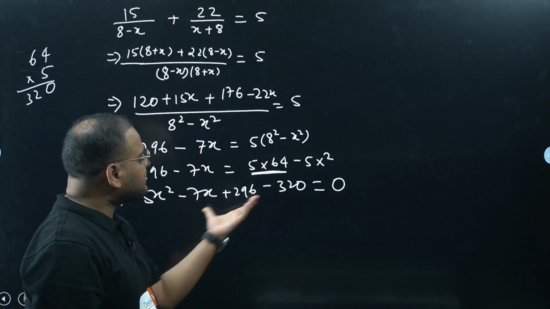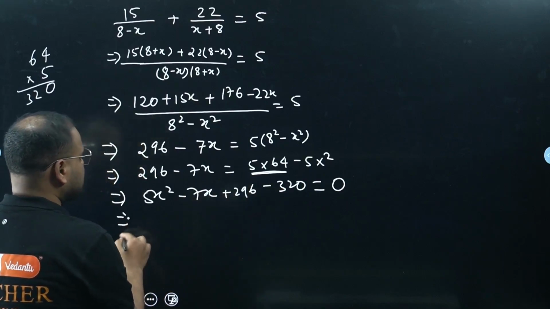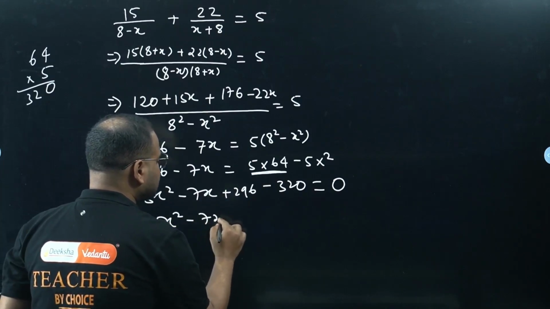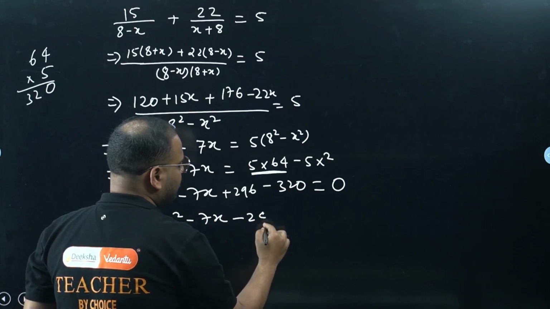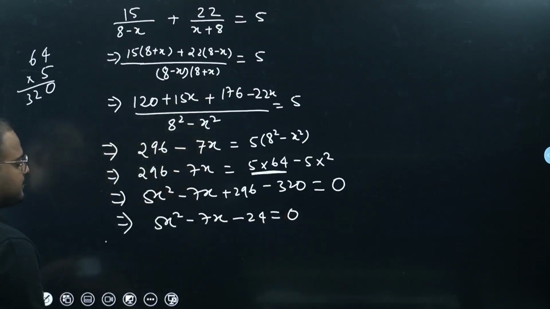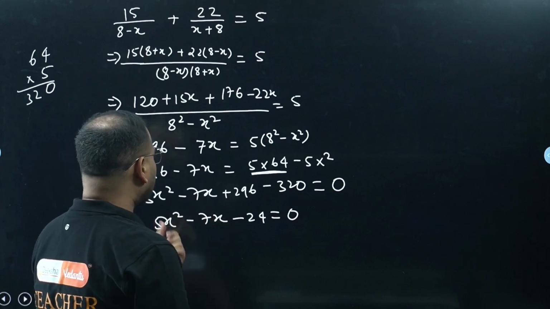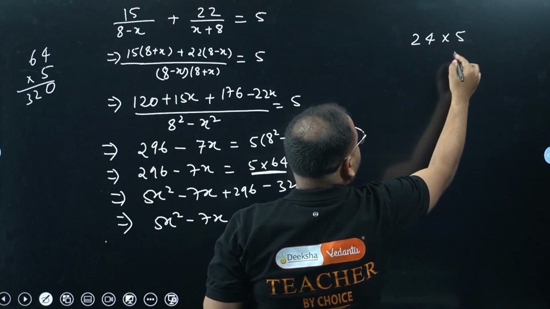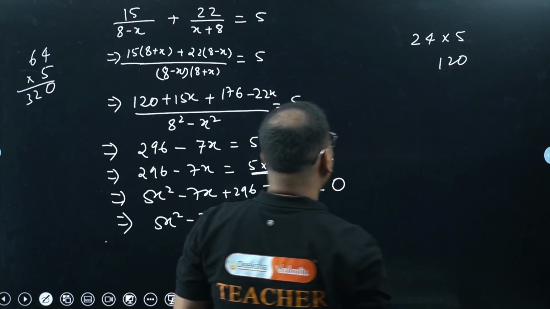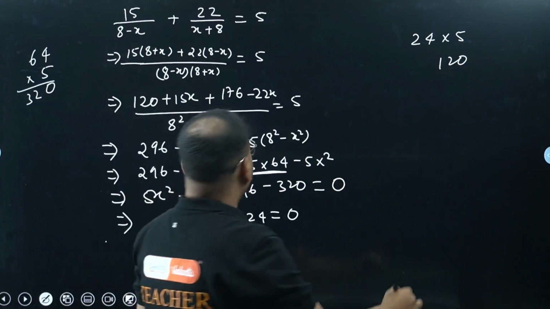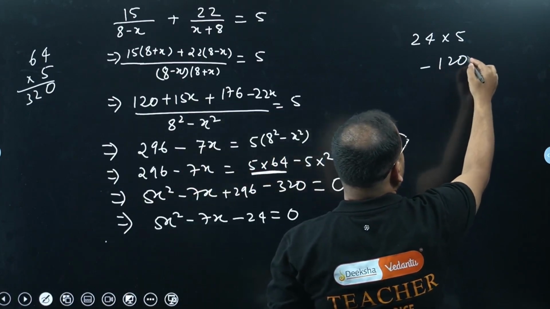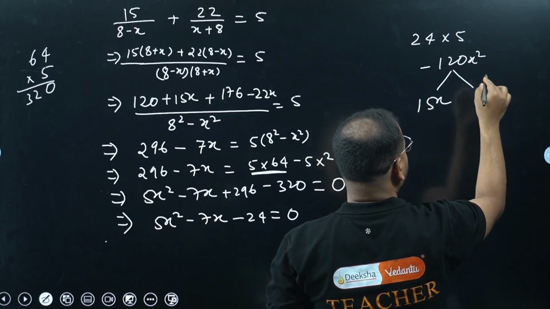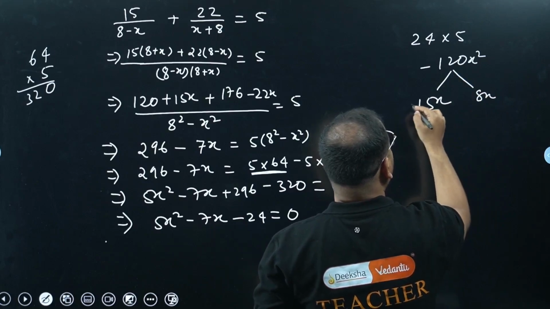Bringing it to the left hand side becomes negative. Let's continue. Simplification will be done here. So I'll have 5x square minus 7x minus 24 equals 0. Am I right? Yes. 24 times 5, what is the number? I think 120, and it is a minus sign, so minus 120x square. Factors I can take as 15x and 8x. I want minus 7 here, so this should be negative.